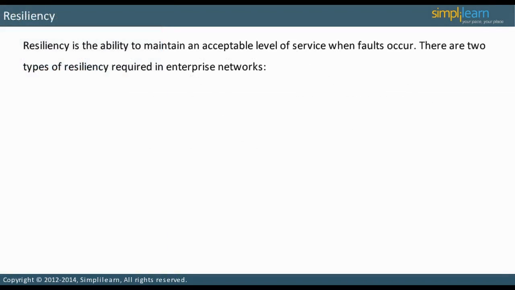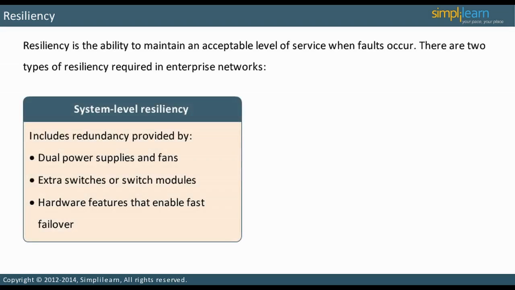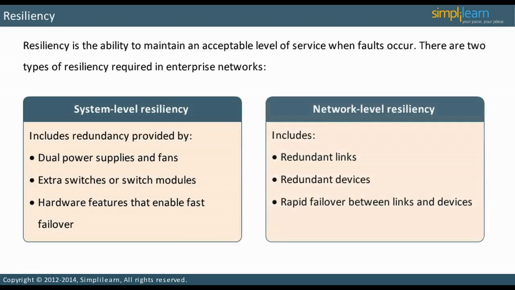Resiliency is the ability to maintain an acceptable level of service when errors occur. Redundancy does not guarantee resiliency because the redundant links do not automatically use the backup link if the primary link fails. There are two types of resiliency required in enterprise networks: system-level resiliency and network-level resiliency.